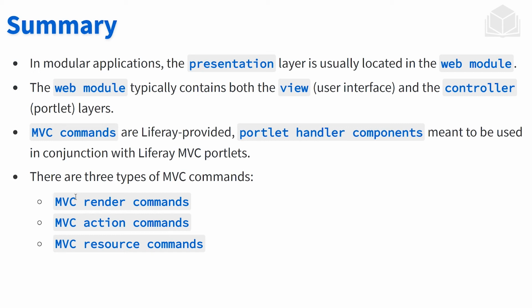MVC commands are Liferay provided portlet handler components meant to be used in conjunction with Liferay MVC portlets. So recall, we talked about the MVC portlet class, how it reduces a lot of boilerplate code in order for us to handle the different portlet requests or portlet phases. We use MVC commands. There are three types of MVC commands: MVC render, MVC action, and MVC resource commands.